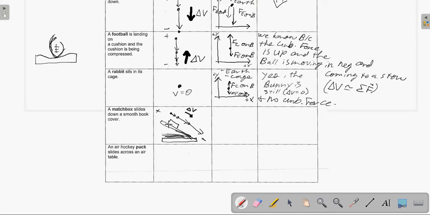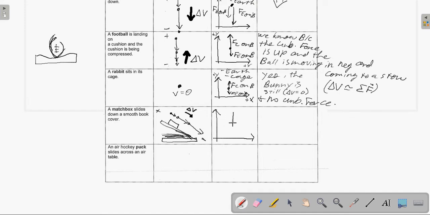Now here's the tricky bit. Because this is at an angle, I'll keep the axis normal. So here's our axis. And what are our forces? We've got the force exerted by the book on the matchbox. We have the force exerted by the Earth on the matchbox. And that's pretty much it.